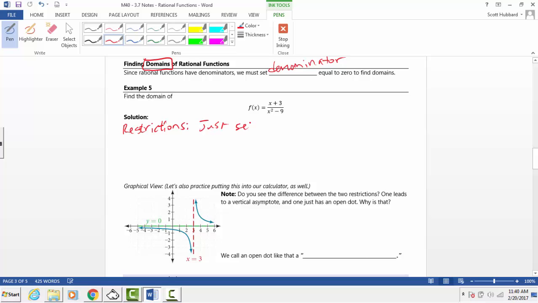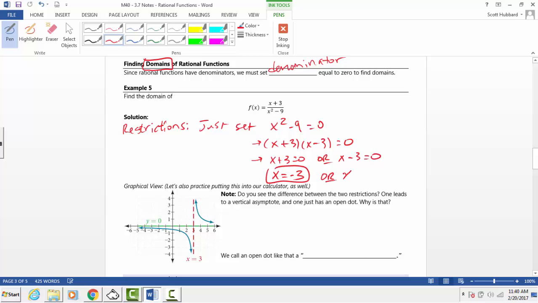just set the bottom, x squared minus 9, equal to 0. Okay, and so that means we get x plus 3 times x minus 3 is equal to 0. That's a perfect difference of two squares. And so we get two answers, x plus 3 equals 0, or x minus 3 is equal to 0, which means we get x is equal to negative 3, or x is equal to 3.